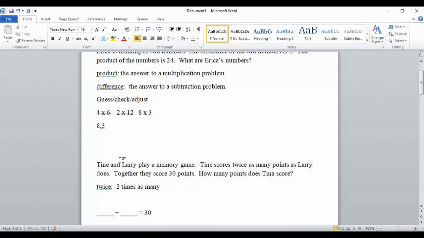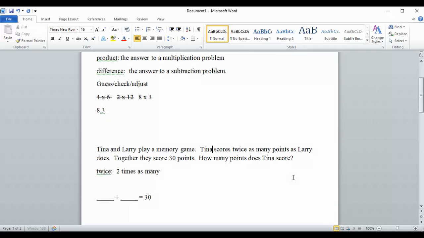So we have this next problem, and it says Tina and Larry play a memory game. Tina scores twice as many points as Larry does. Together, they score 30 points. How many points does Tina score?